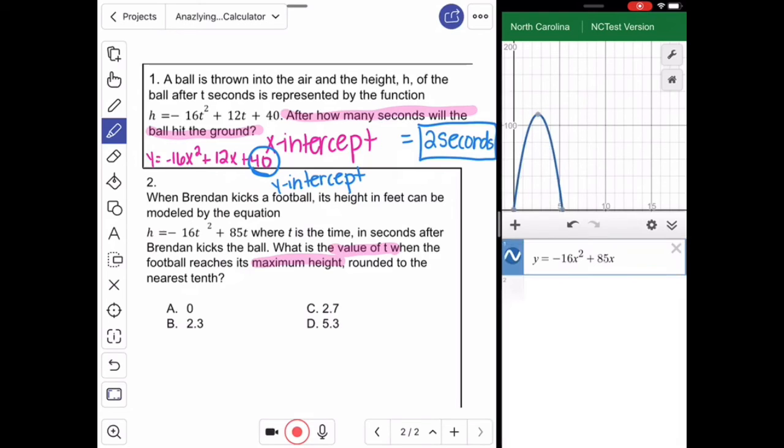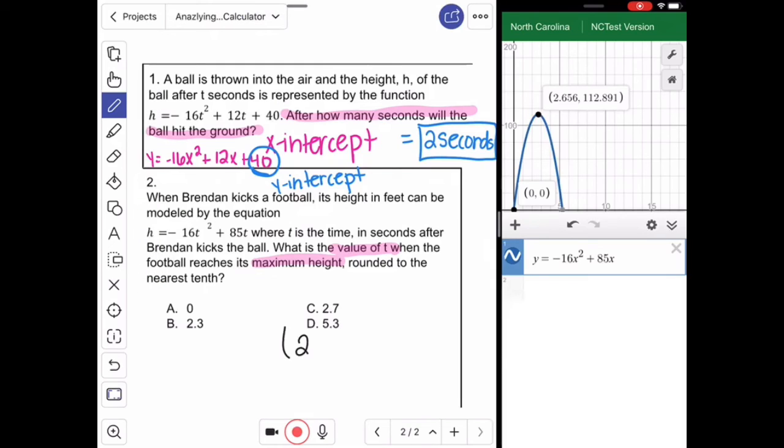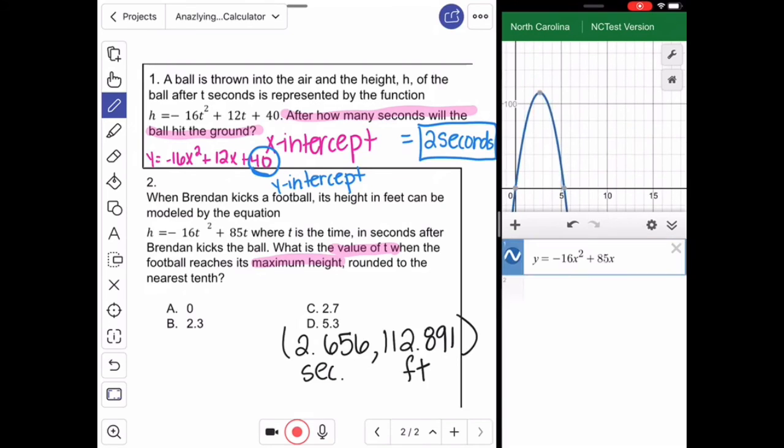All right, so the problem is asking me for the maximum. We have our y-intercept at (0, 0). So when he kicked it, the football was on the ground, at ground level, 0. And it reached a maximum at 2.656 and 112.891. Well, what does that mean? That means that it took approximately 2.65 seconds to reach a maximum height of 112.8 feet. And then, of course, it came back to the ground. It took approximately 5.3 seconds to come back to the ground.